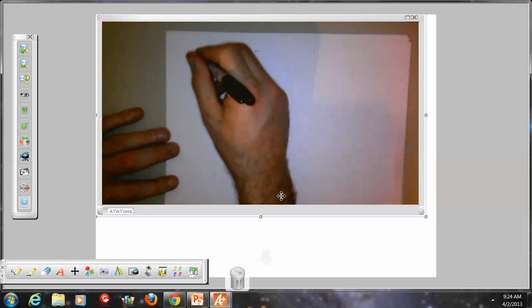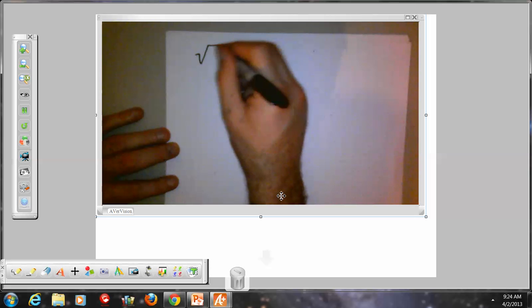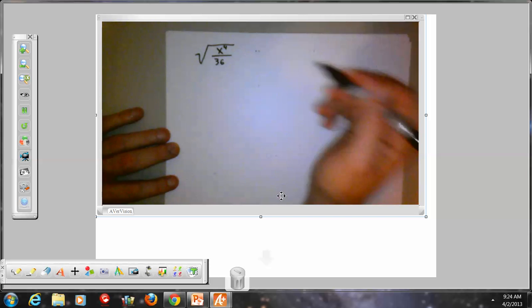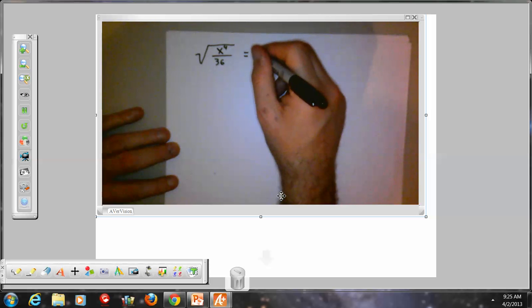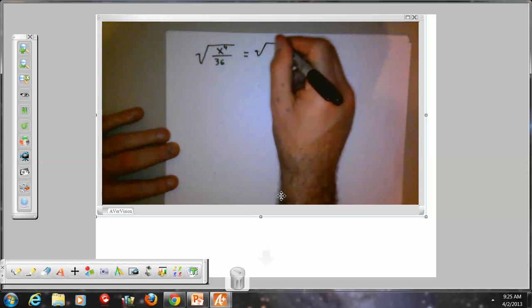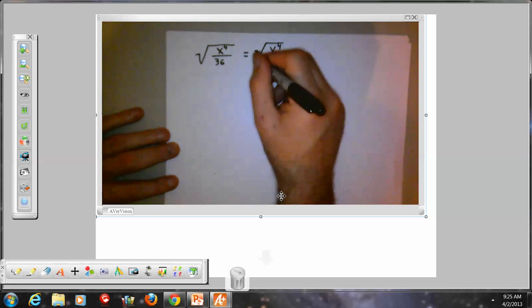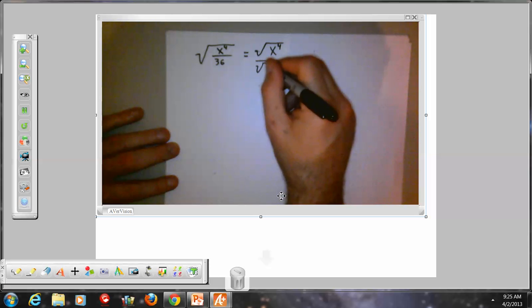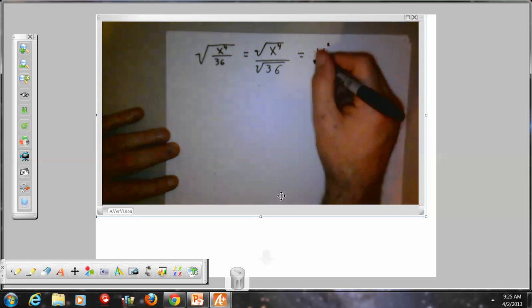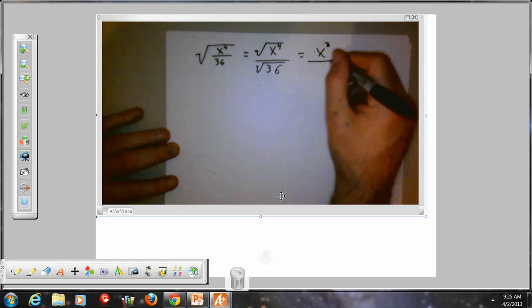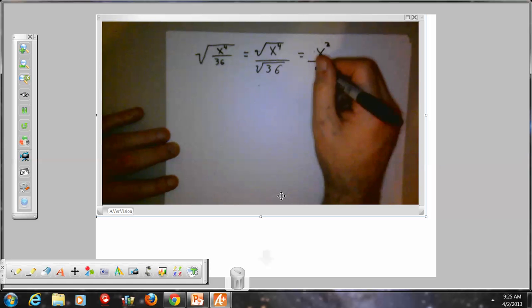And maybe I'll do this one with an x in it. Suppose I want to take the square root of x to the 4th divided by 36, where x is some number, I don't know what it is. Well, this is going to be the square root of x to the fourth divided by the square root of 36, which is going to be x squared divided by 6.